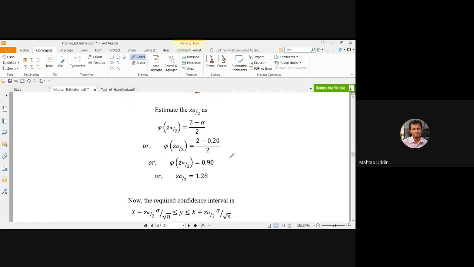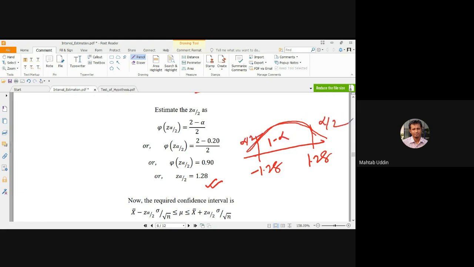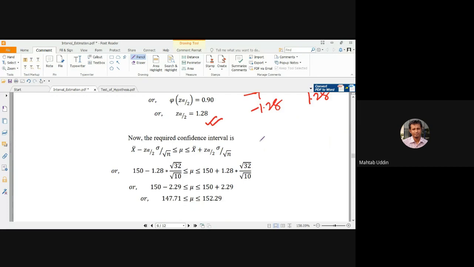Then we can get it. Phi of z alpha by 2 is 1 minus alpha by 2. After calculation, we get the boundary as 1.28. That is, sorry, this is minus 1.28. This is 1.28, with 1 minus alpha by 2 and alpha by 2. Okay. Then the confidence interval is written by this. You can make a comment as usual.